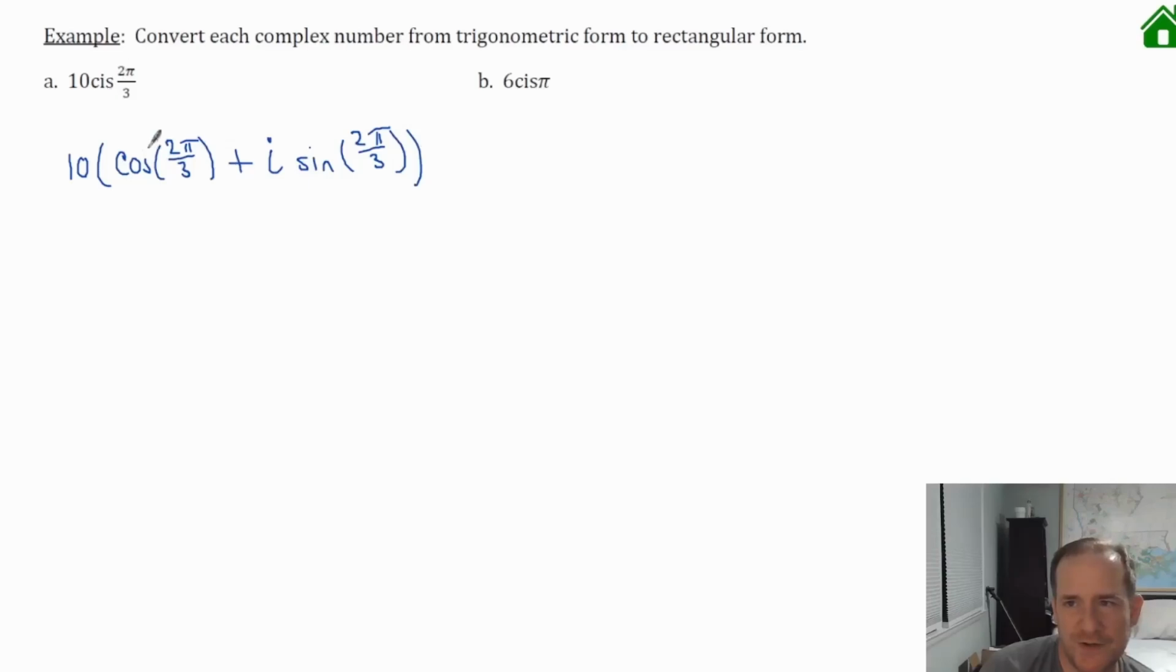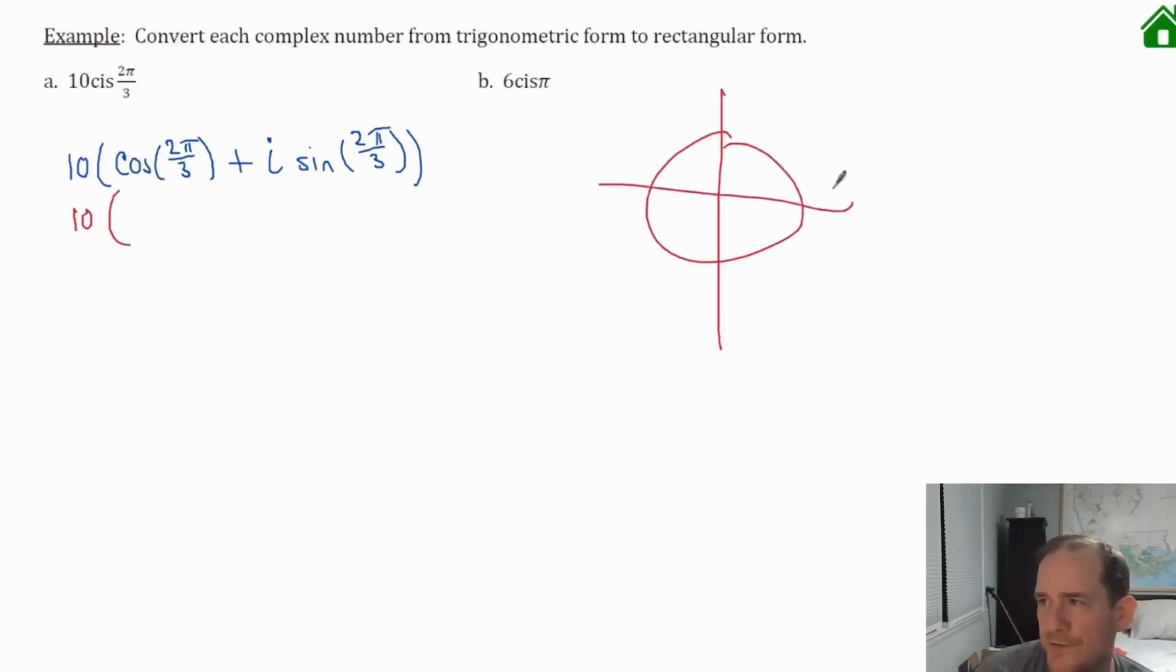You get 10 times the cosine of 2 pi over 3. And the cosine of 2 pi over 3 is, let's see, 2 pi over 3 is 120. Cosine is x, so that feels like negative a half to me. Plus sine is the y, so positive root 3 over 2.